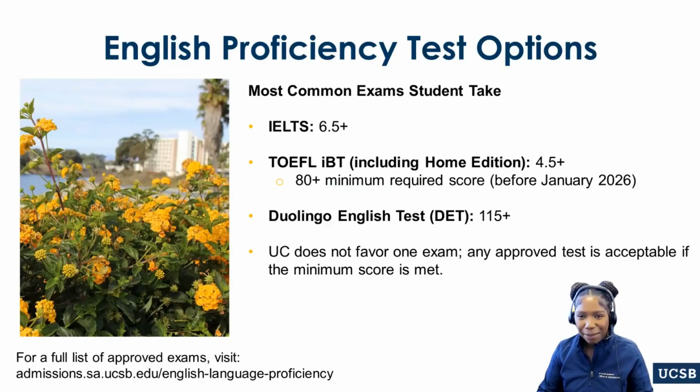Keep in mind, a UC campus may require a score higher than the minimum for admission selection, and some campuses may request an interview to determine English skills during the application review process. For a complete list of approved English proficiency exams, you can visit admissions.sa.ucsb.edu/English-language-proficiency. If you're unsure about which exam is the best fit for you and how to begin preparing, we encourage you to speak with your school counselor. Starting early and creating a preparation plan can make a significant difference in your confidence and overall performance.